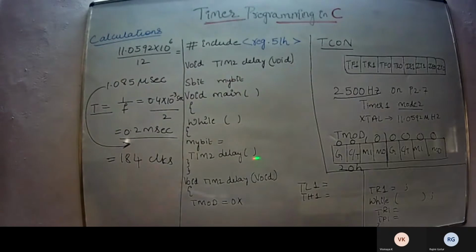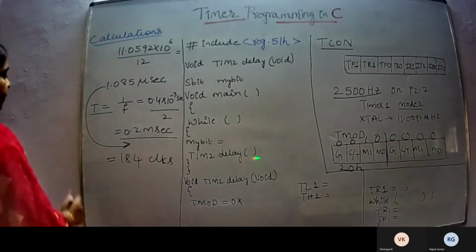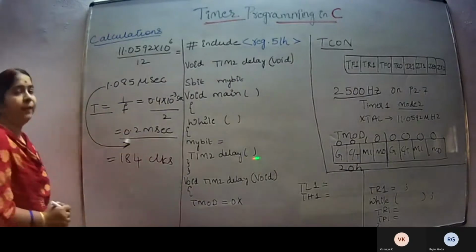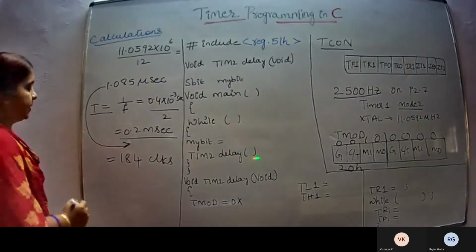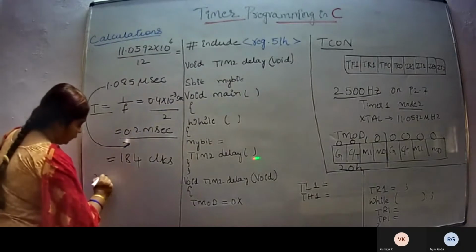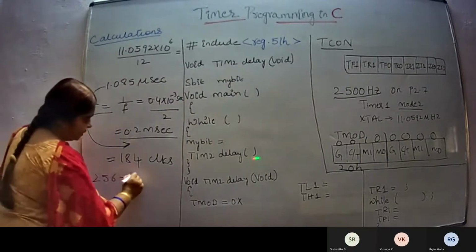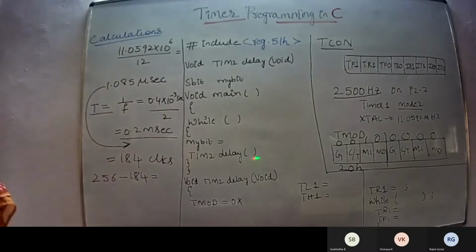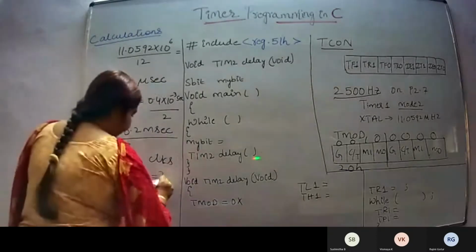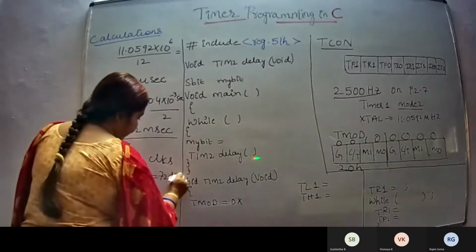In which mode is it working now? It is working in mode 2. How many bits is mode 2? Mode 2 is 8 bit. 8 bit means the maximum count is 256. So subtract 256 minus 184, and you will get 72, which is in decimal.